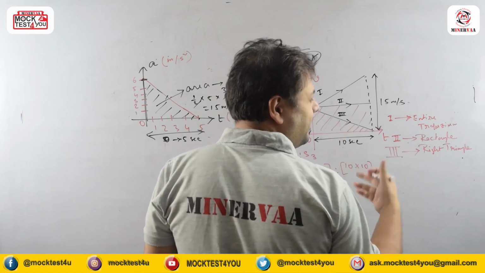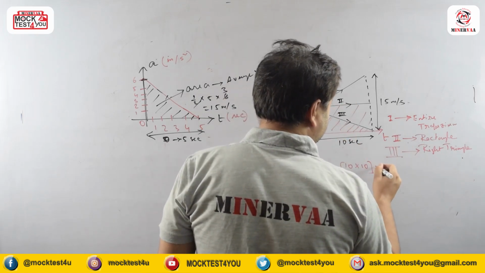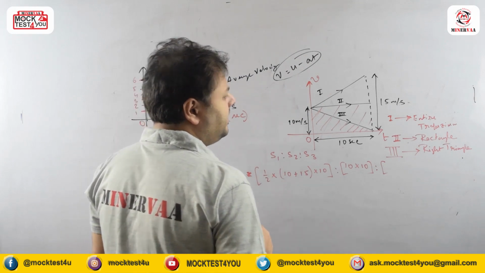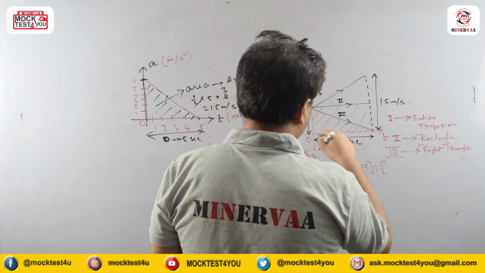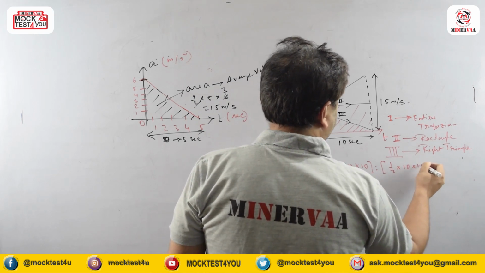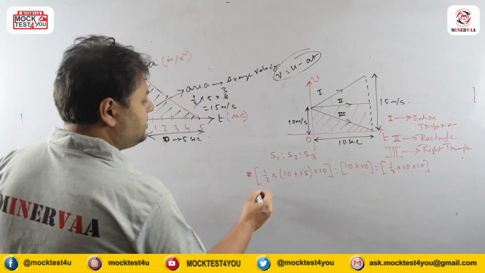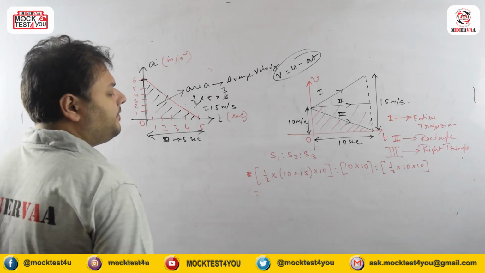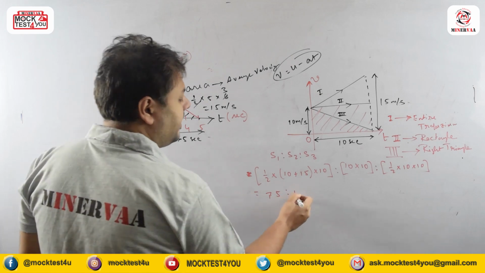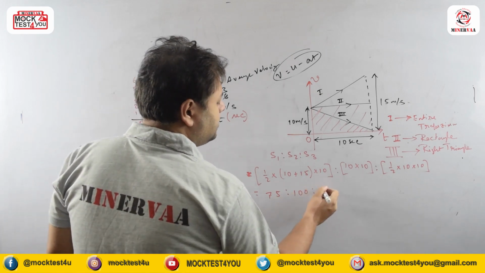So it's all about my drawing, forget it. So it's S1 is to S2 and S3. What about this S3 here? S3 is a right angle triangle, so it is half into base into height. If I take this ratio, it is 5 into 15. So it is 75 is to 100 is to 50.